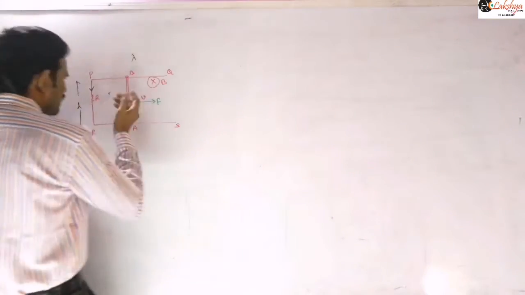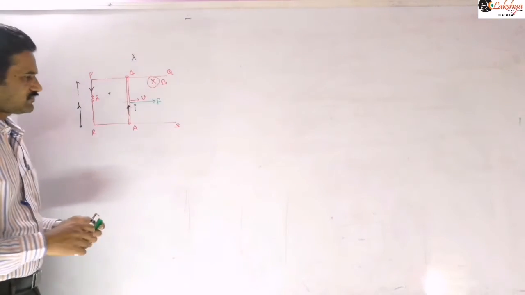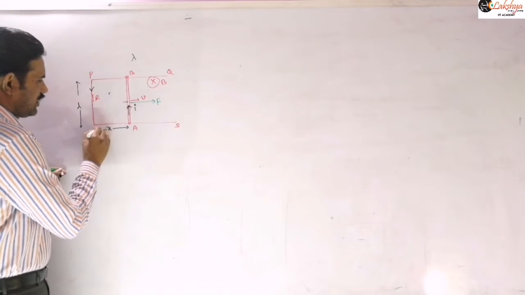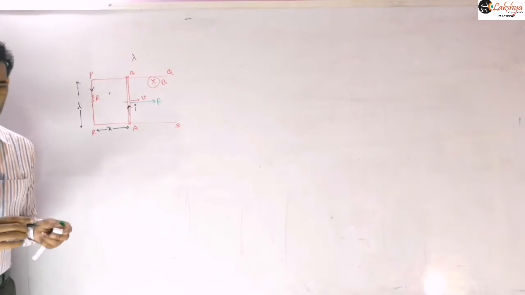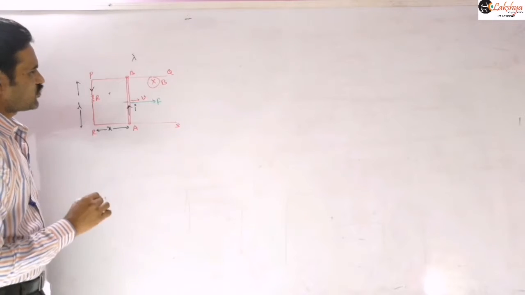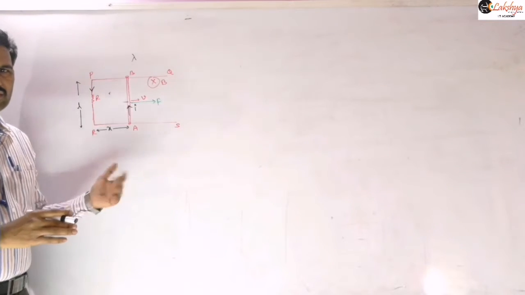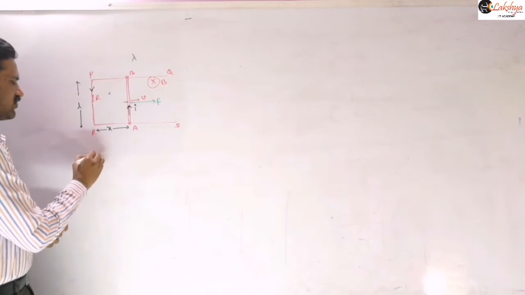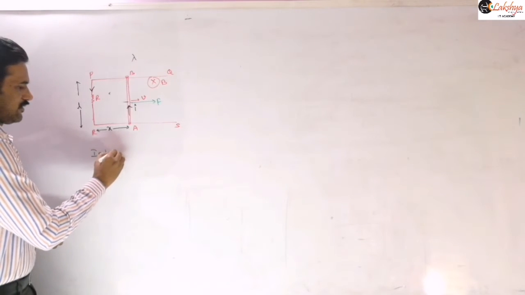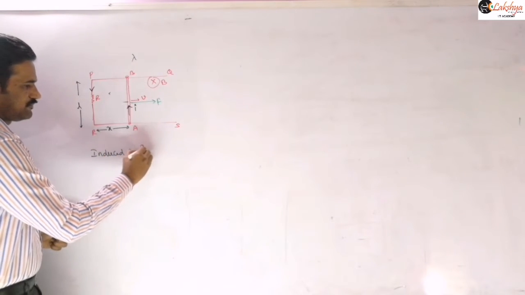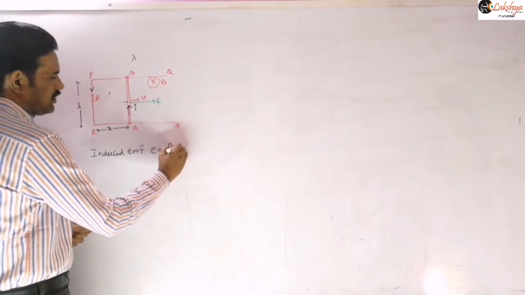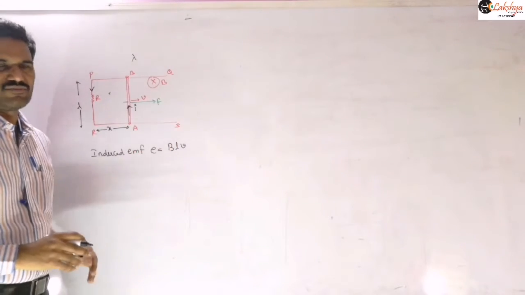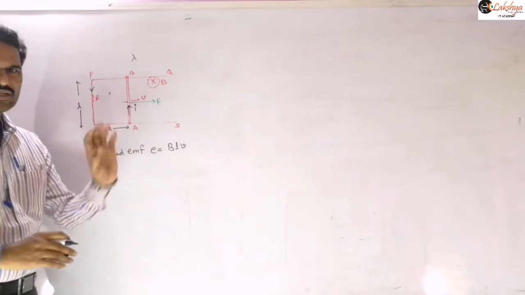Now at any instant let V be the velocity, and let us assume this distance is X. Now you can write the induced EMF and the induced current by our general procedure. The induced EMF is equal to BLV, where V is the velocity at the given instant.